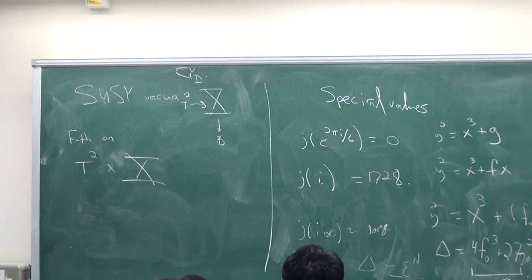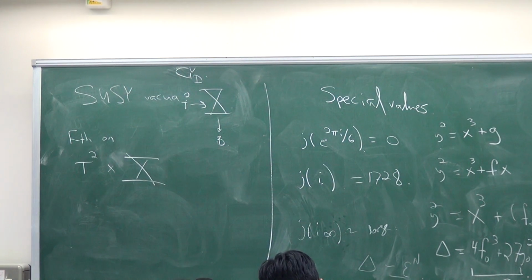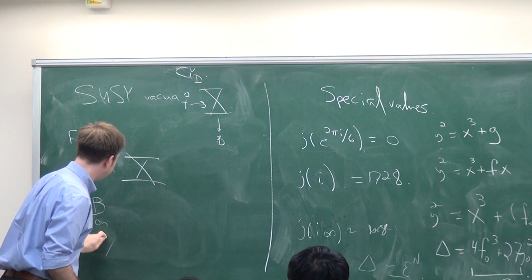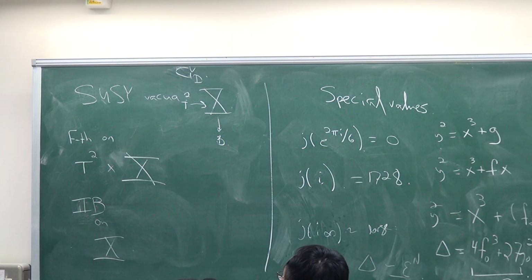Why is this a helpful thing to do? Well, now I'm going to flip perspectives and consider, instead of F theory on T2 times X, type 2B string theory on X. Why is that helpful?